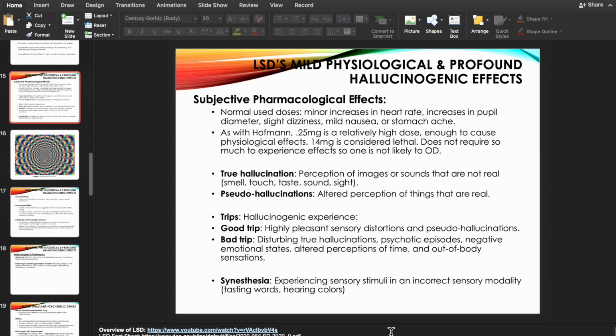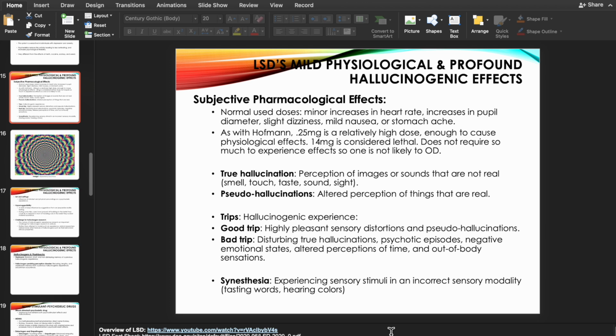14 milligrams is considered lethal, which means that a user can actually experience the effects of LSD before they take enough to kill them. So it's not likely someone is going to OD from LSD because they can just take 0.25, be high enough for their satisfaction, and still be alive the next day. At 14 milligrams, it's not even necessary to go that high. So even if you took 1 milligram, you're not going to die from it.